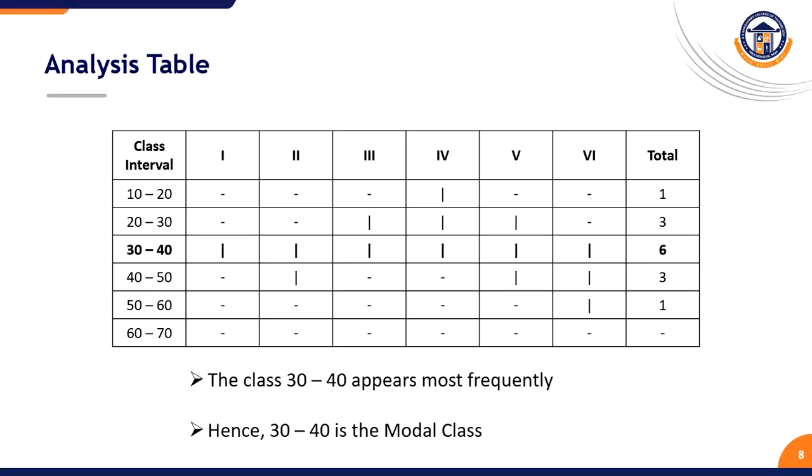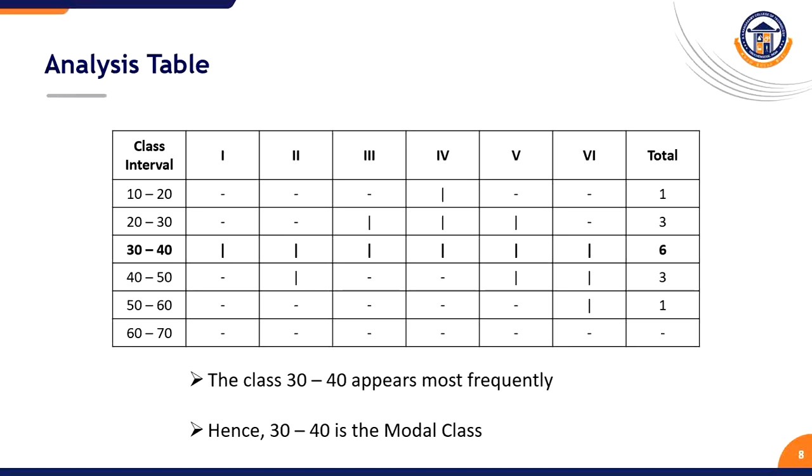Hereafter we have to count the tally marks in each class interval. So 10 to 20 has only one tally mark, 20 to 30 has 3 tally marks, 30 to 40 has 6 tally marks, 40 to 50 has 3 tally marks, 50 to 60 has 1 tally mark, and 60 to 70 has nothing.